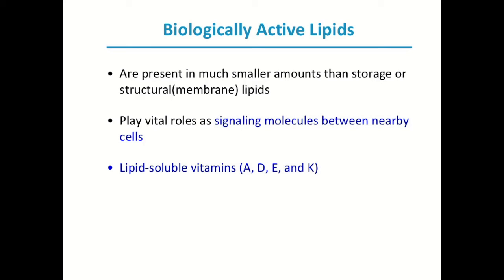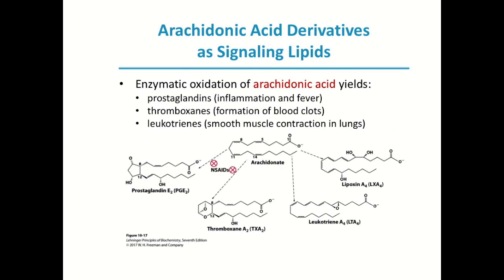So we've talked about storage lipids, we've talked about 5 types of membrane lipids, so now let's talk about biologically active lipids. They are present in much smaller amounts than storage or membrane lipids, and membrane lipids are sometimes also called structural lipids. They play vital roles as signaling molecules, and they include the lipid-soluble vitamins. The enzymatic oxidation of arachidonic acid yields prostaglandins, which are important in inflammation and fever, thromboxanes, which are important in the formation of blood clots, and leukotrienes, which are important in smooth muscle contraction in the lungs.